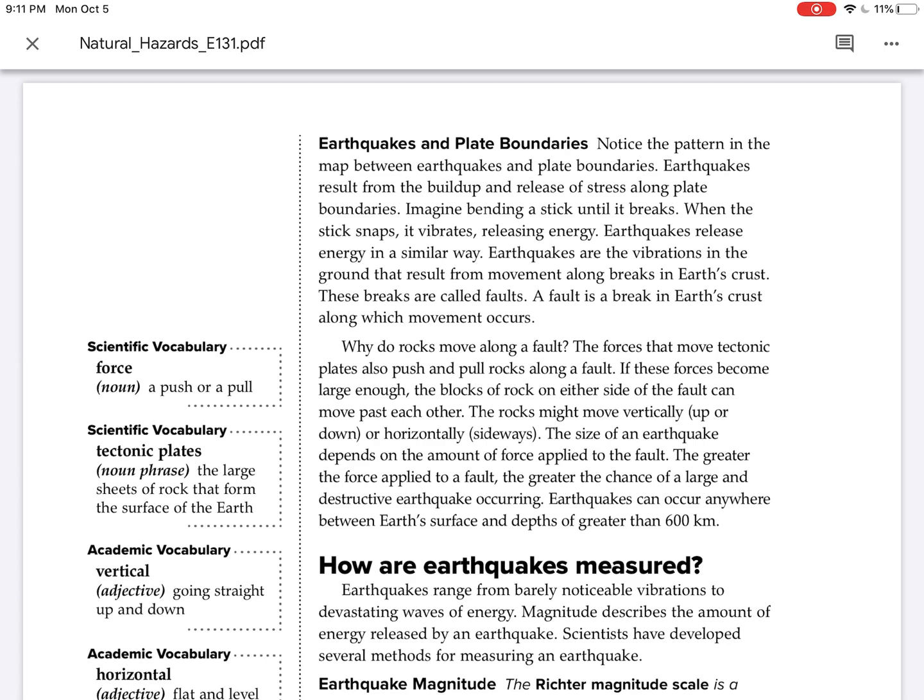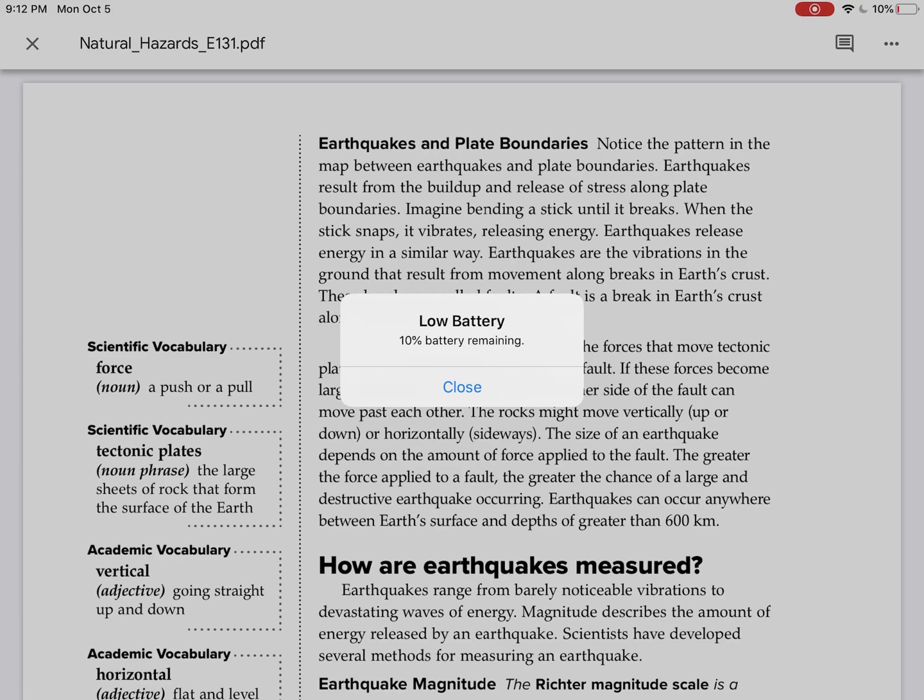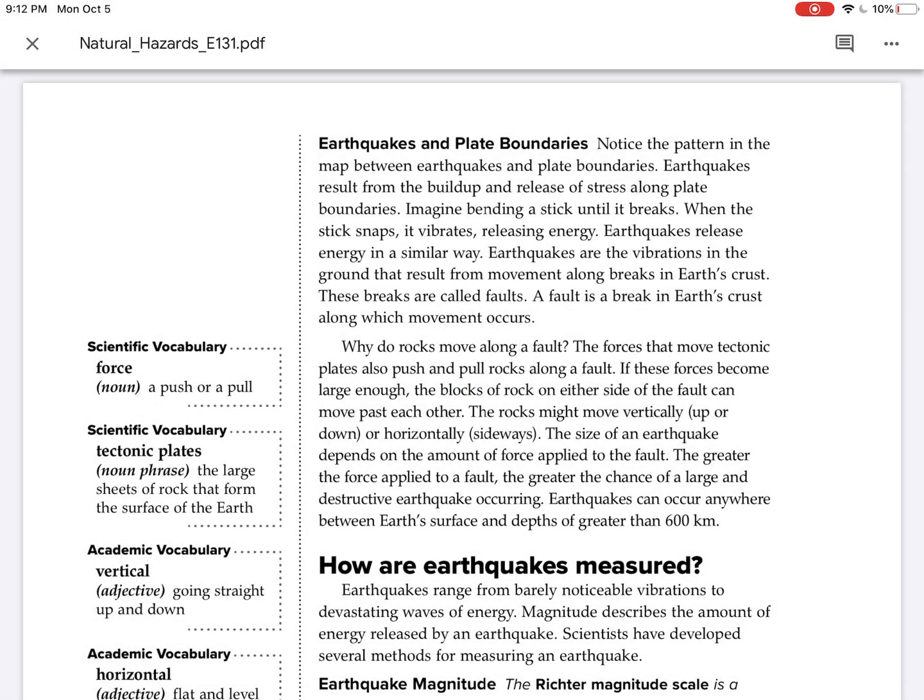If these forces become large enough, the blocks of rock on either side of the fault can move past each other. The rocks might move vertically, up and down, or horizontally, sideways. The size of an earthquake depends on the amount of force applied to a fault. The greater the force applied to a fault, the greater the chance of a large and disruptive earthquake occurring. Earthquakes can occur anywhere between Earth's surface and depths of greater than 600 kilometers.